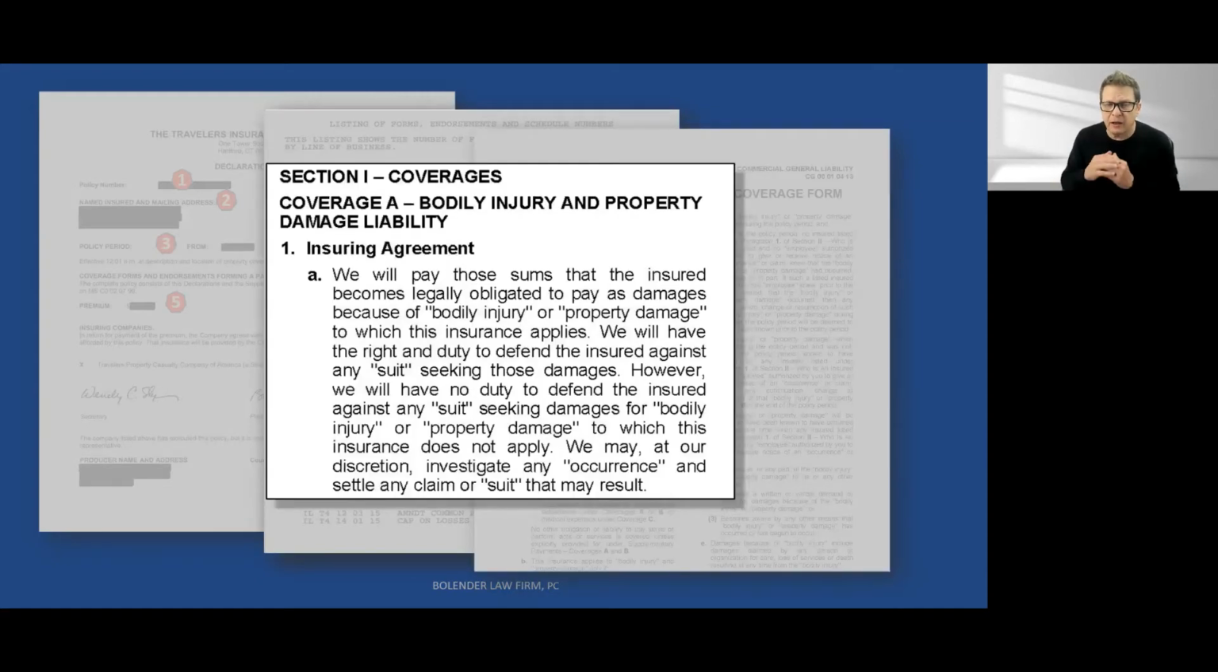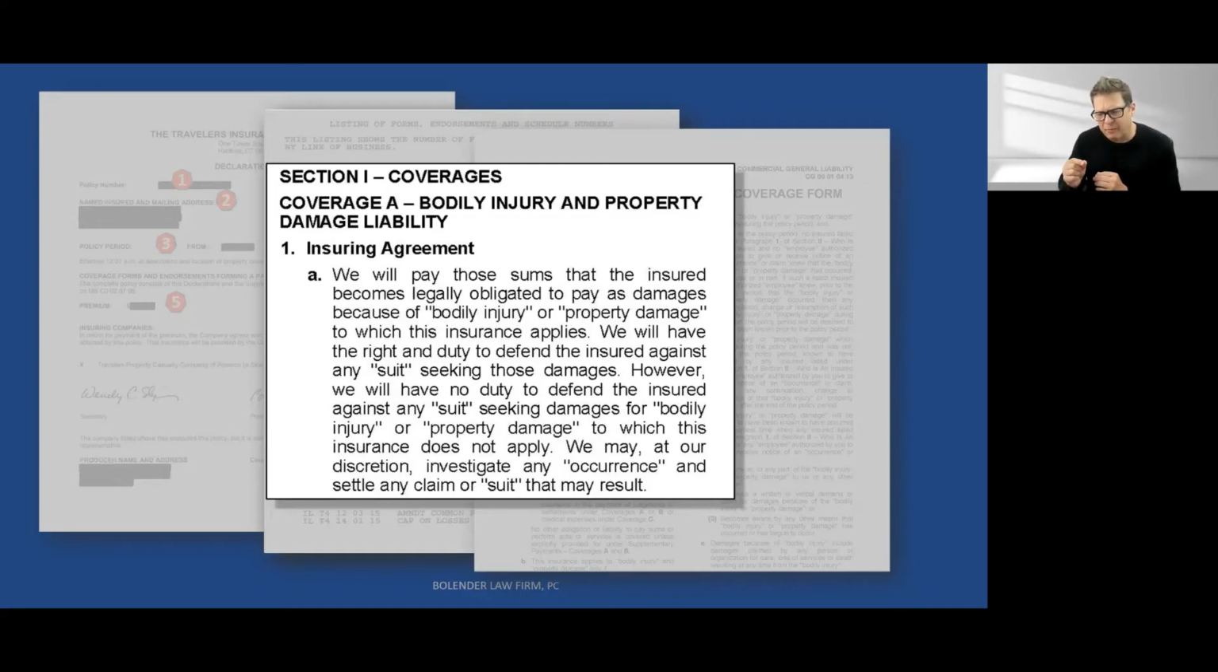Once you find the coverage form, head straight to the insuring agreement. Now we're looking at one of several insuring agreements that you'll find in a commercial general liability policy, CGL policy for short. The insuring agreement is where you will find the grant of coverage. That's the promise of the insurance company to extend insurance protection if a covered liability event takes place.